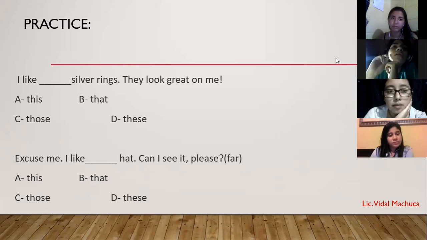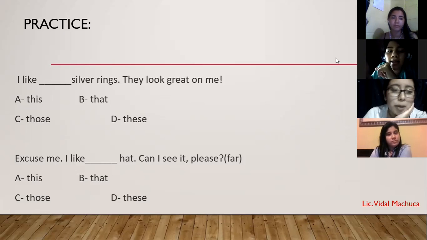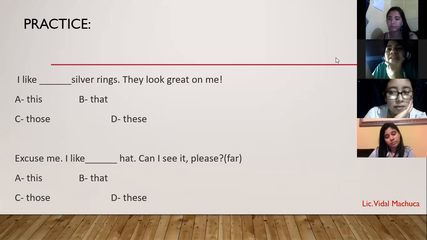Rings, anillos de plata, they look great on me. Okay, so entonces es this o these? These, plural, es plural, yes, these. Acuérdense que este tiene que ser más prolongado, these, y el otro es this. This es singular y these es plural. Very good. Brenda, please.